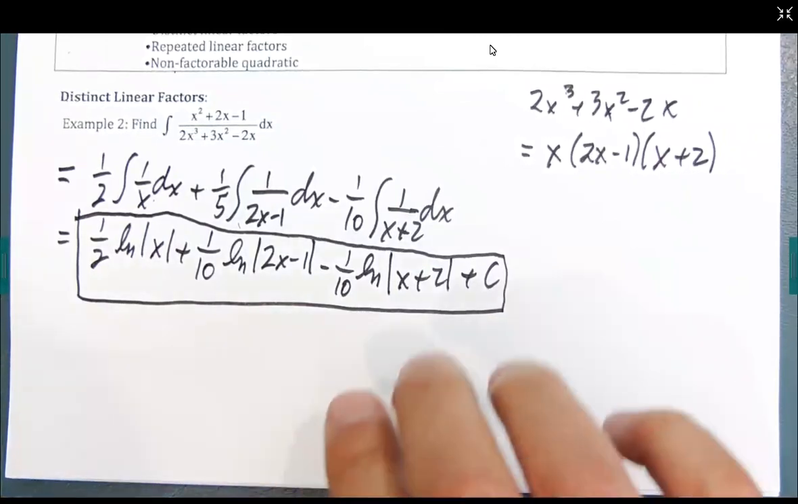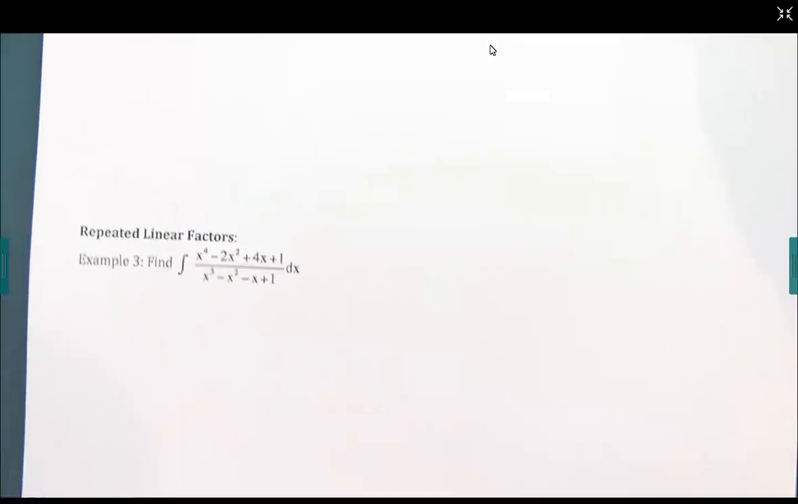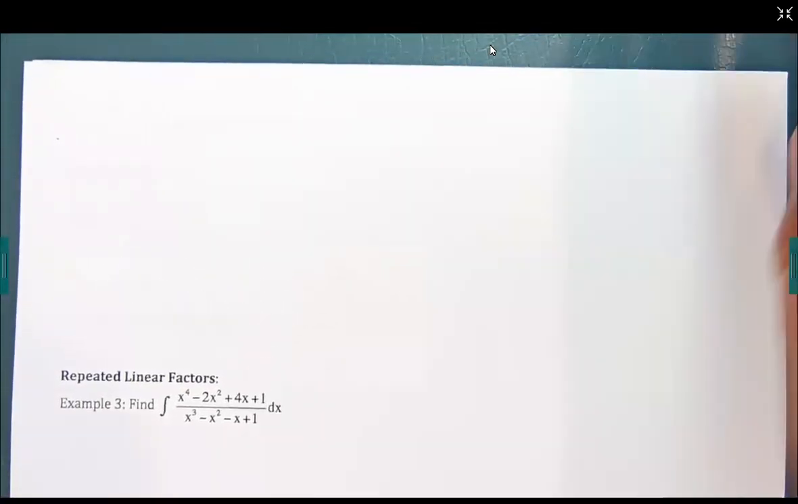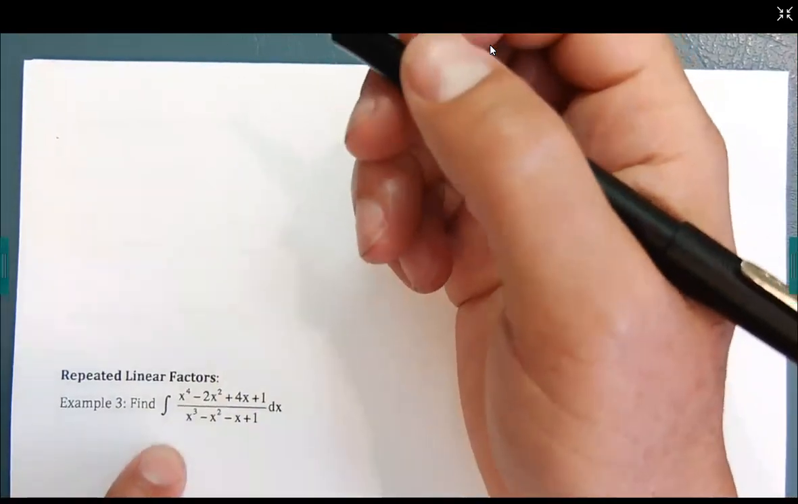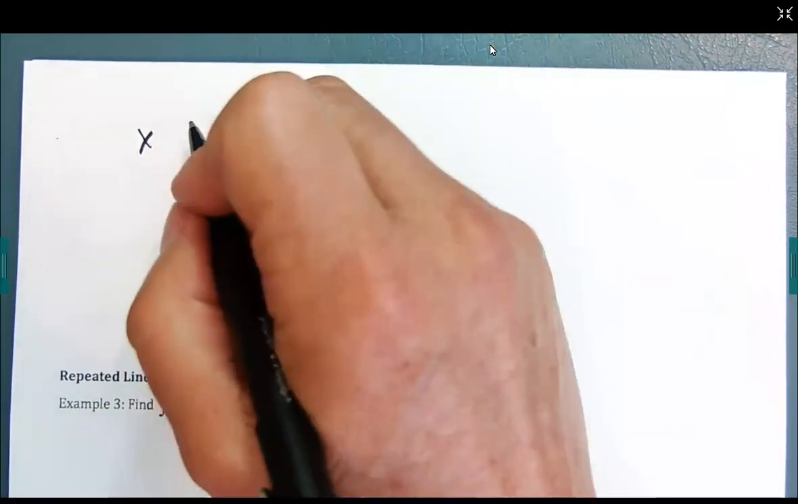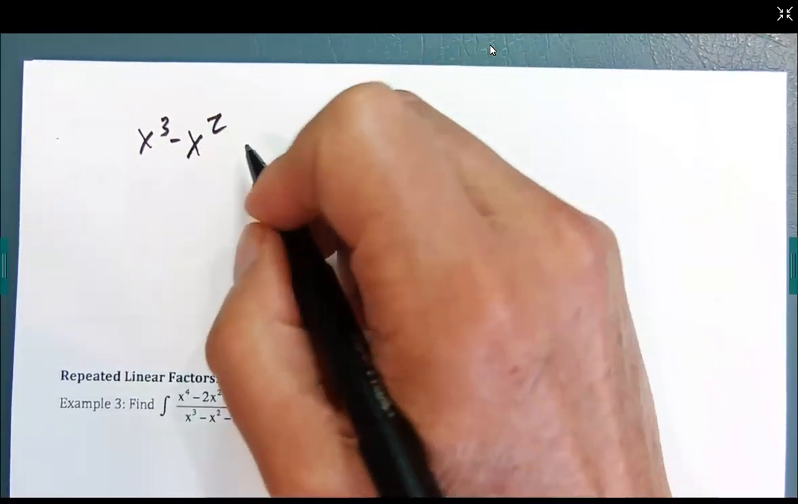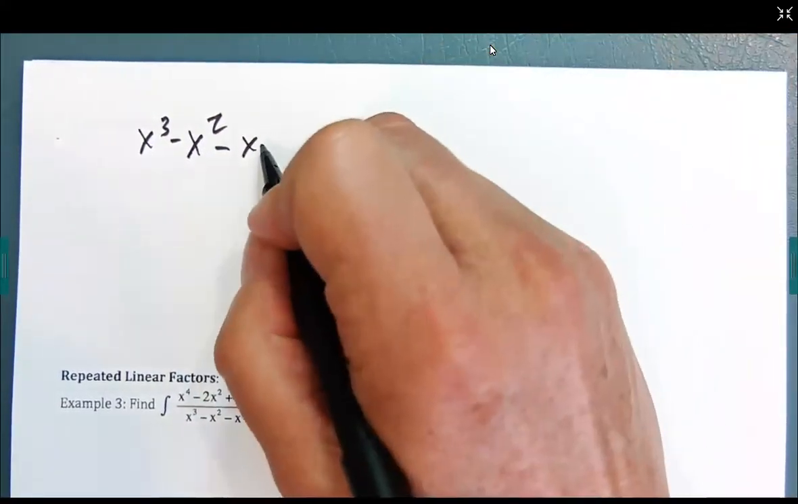All right, let's step it up to the next. What if we do have repeated factors? So you have a big space up here. That's going to be for my, again, long division. You can see the numerator exponent is larger than the denominator exponent. So I'm going to start with long division for number 3 here. So that's going to be x cubed minus x squared minus x plus 1.